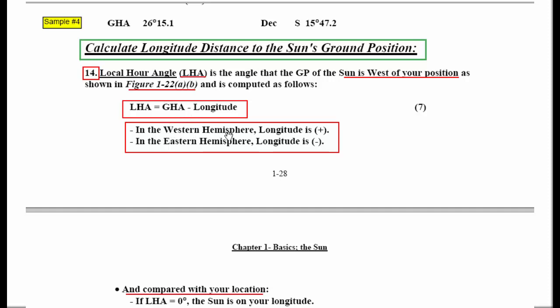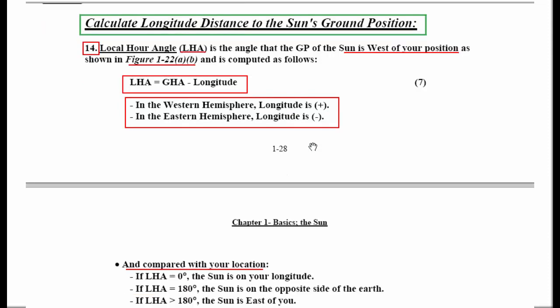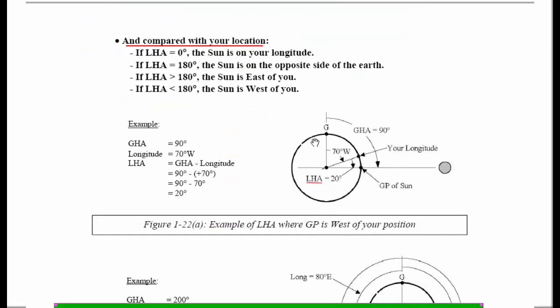In the western hemisphere, longitude is plus. In the eastern hemisphere, longitude is minus, as we do these calculations. Now what I'm going to show you here are some diagrams to illustrate LHA. The numbers shown here are not the ones from sample problem number 4. These are just to illustrate the concept of LHA.